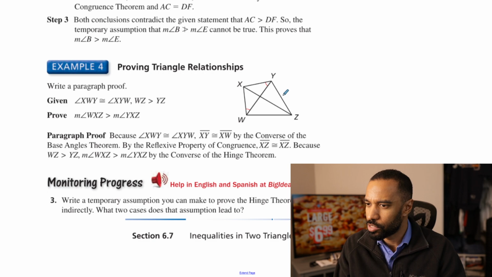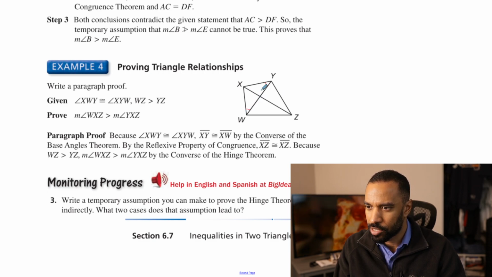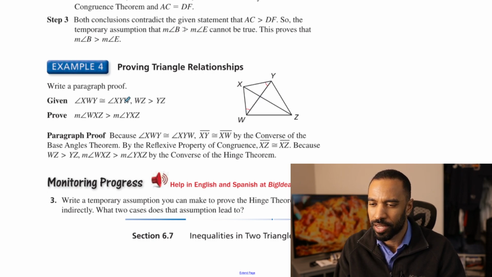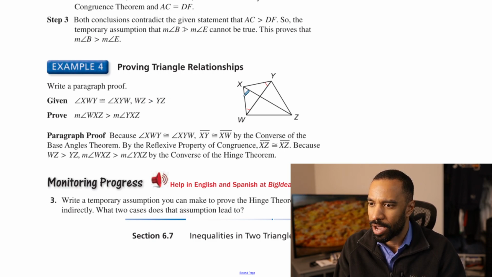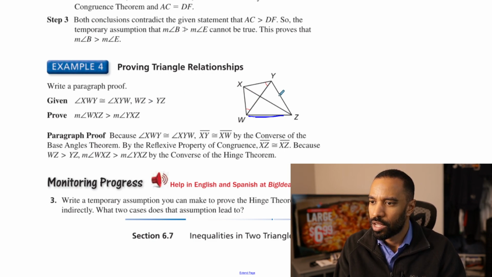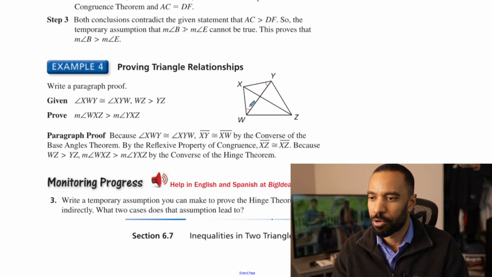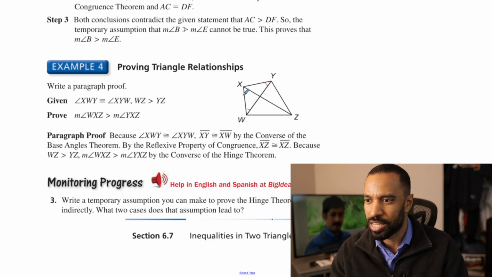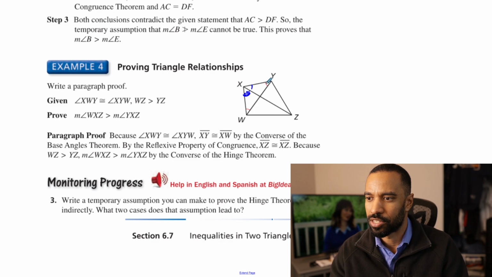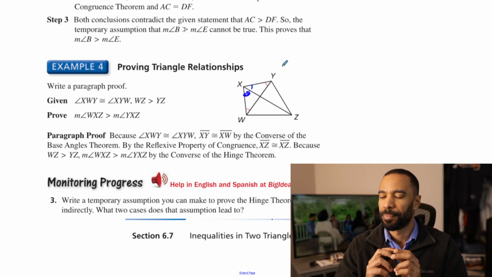We have angle XWY marked congruent to angle XYW right there. And WZ is greater than YZ. Where's WZ? Right here. They're telling us this is greater than that. It's hard to mark those things. I'm just indicating where they are. And that'll prove that this angle, WXZ, I'll just mark it more, is greater than YXZ. Little guy right there.